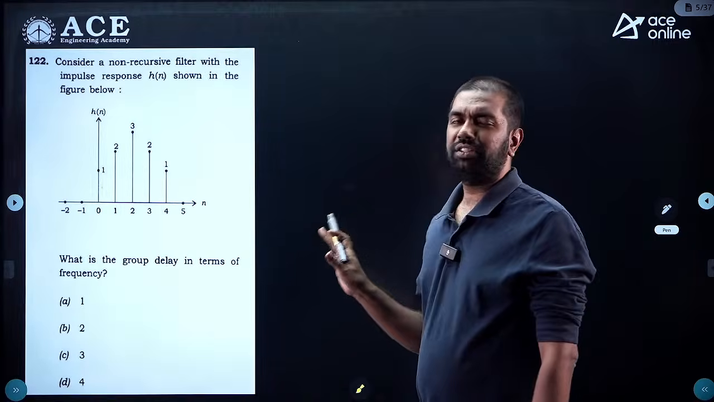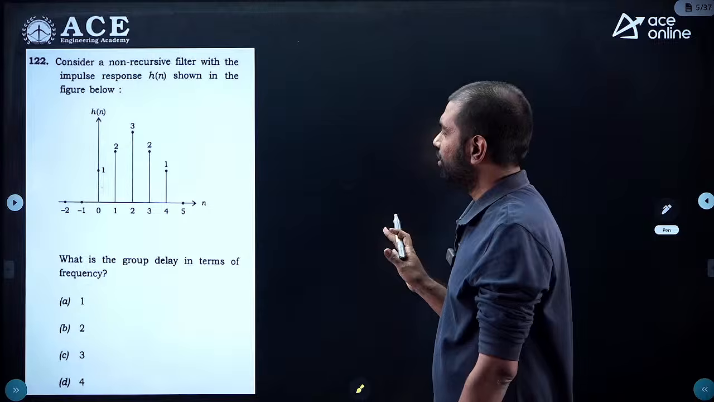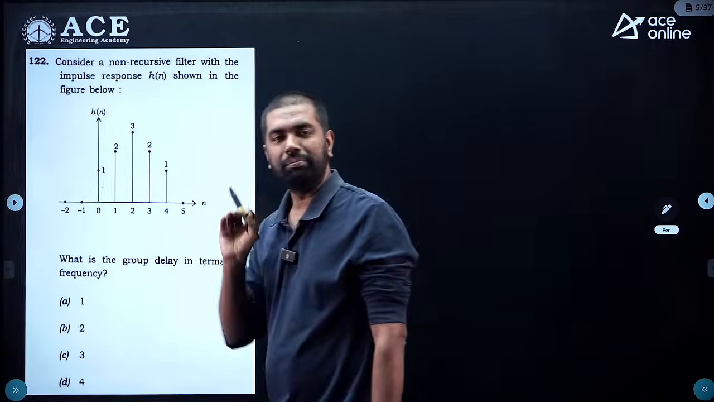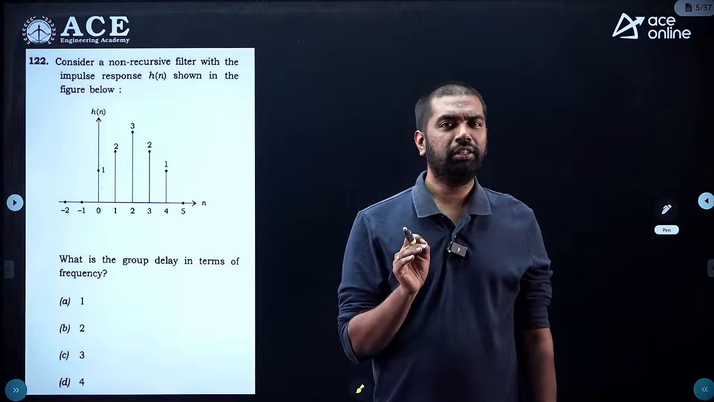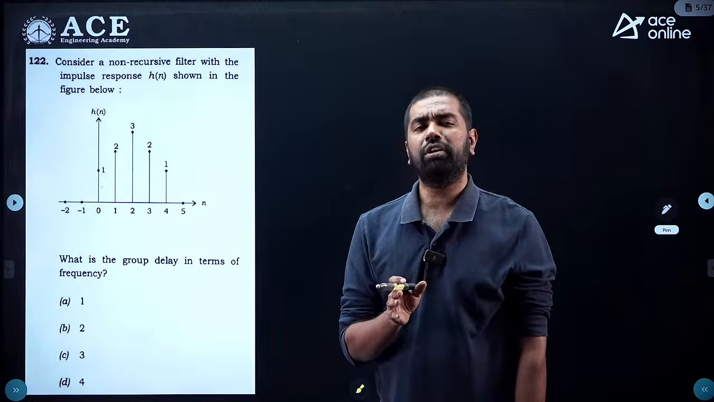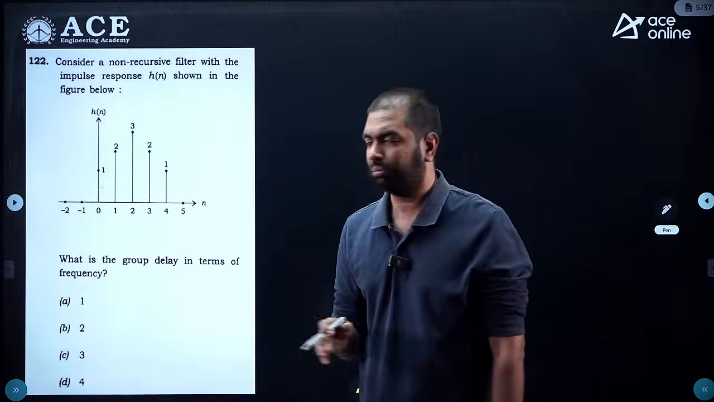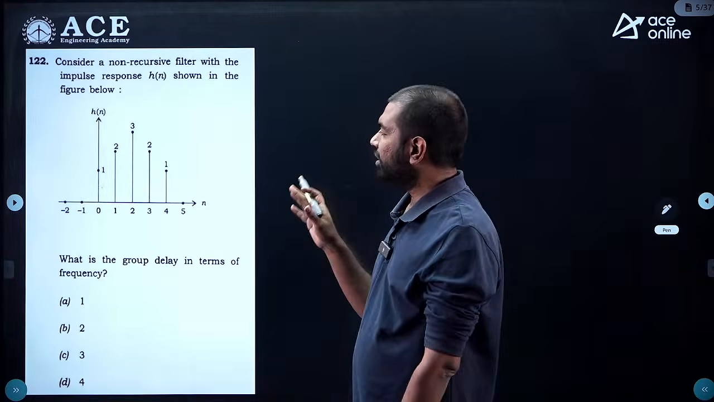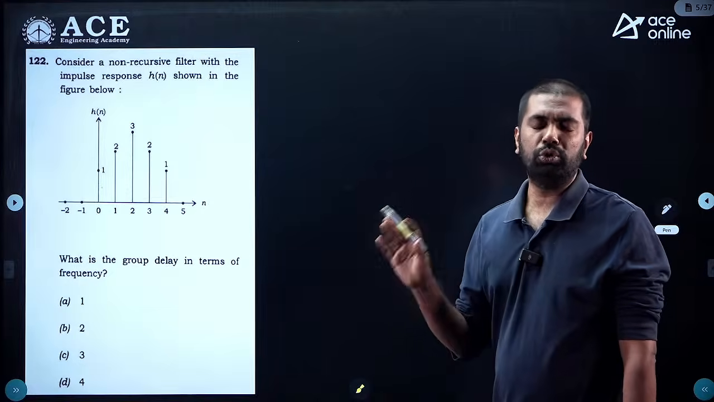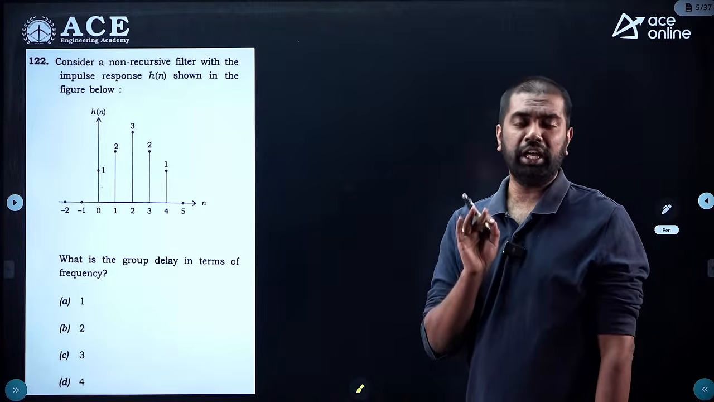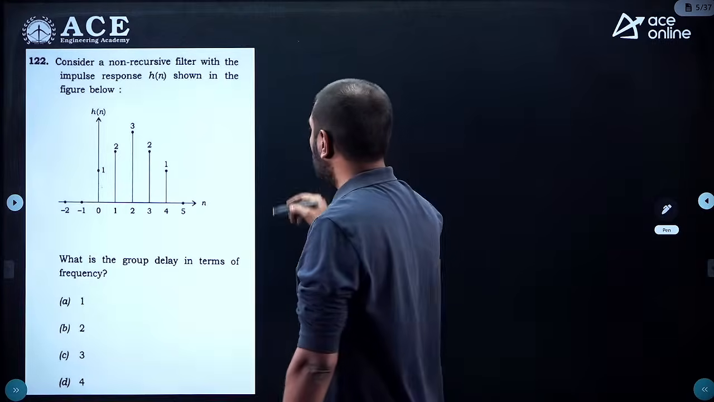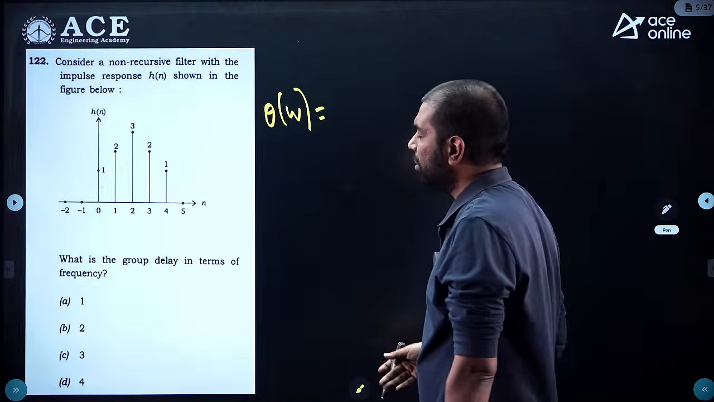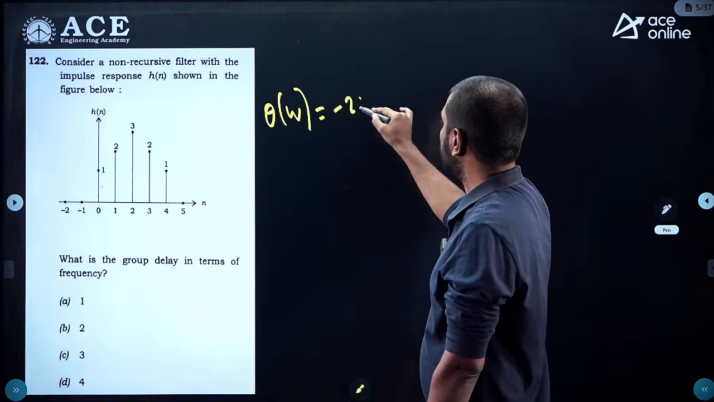If you look at this impulse response, look at this point at n equal to 2, it shows symmetry. Whenever you are trying to find the frequency response or the phase response of the system, this symmetry is going to help you. h(n) maintains the symmetry about n equal to 2. This simple observation will directly give you the phase response of the system. So what's the phase response? Since it shows a symmetry about 2, the phase response is minus 2 omega.